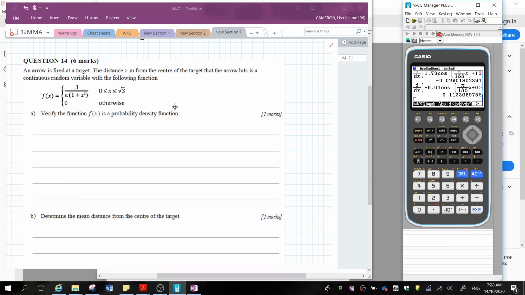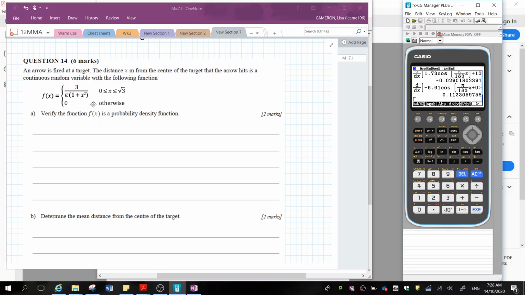Okay, question 14. An arrow is fired at a target. The distance x meters from the center of the target that the arrow hits is a continuous random variable with the following function. So here, between 0 and root 3, and everywhere else it's 0. So verify that it is a probability density function.